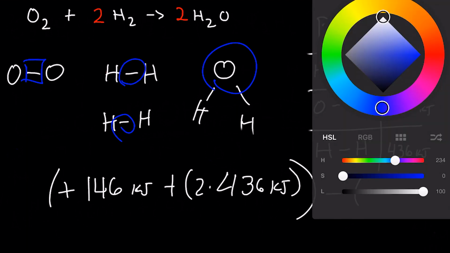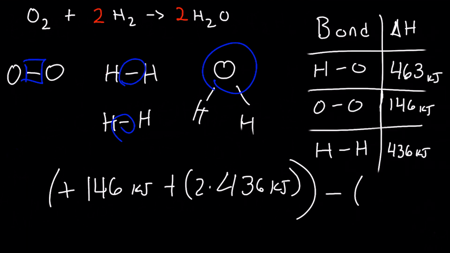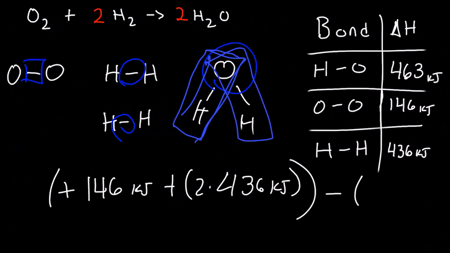The bonds formed here are going to be, in each molecule, 2 oxygen-to-hydrogen bonds, which I've just circled very inconveniently for you guys. So 2 oxygen-hydrogen bonds, and there are 2 H2O molecules, so I'm just going to put a 2 there. And then oxygen to hydrogen is going to release 463 kilojoules. Let me just put that into the calculator for you.